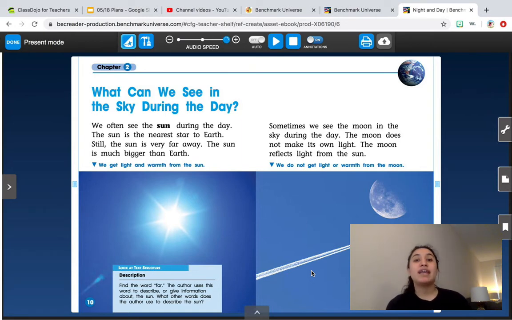Sometimes we see the moon in the sky during the day. The moon does not make its own light. The moon reflects light from the sun. So have you ever noticed sometimes if you look up in the sky, you see the moon up there in the sky? And you may think, why, it's daytime. Well, that's just because the sun is shining on the moon too, so we can see that the moon is there. The moon never goes down. The moon is just traveling constantly. So it's constantly going around and around and around.